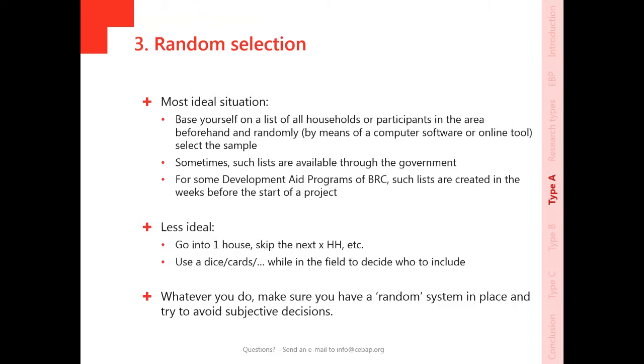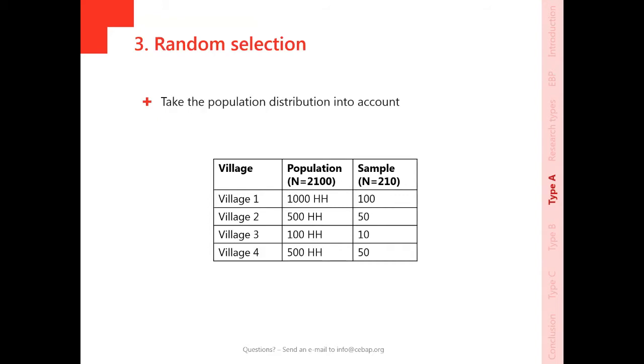Or you could go into one house and skip the next, for example, 8 houses, then again enter one house, skip the next 8 houses, and so on. But whatever you do, try to come up with a random system and make sure that people cannot subjectively select participants. Also, it's important to take the population distribution into account.